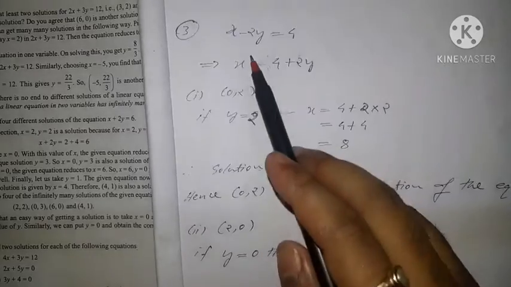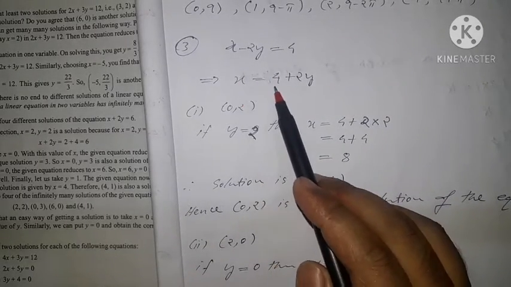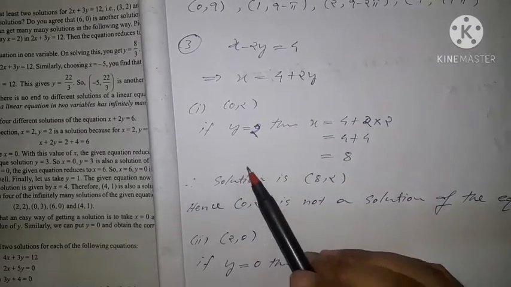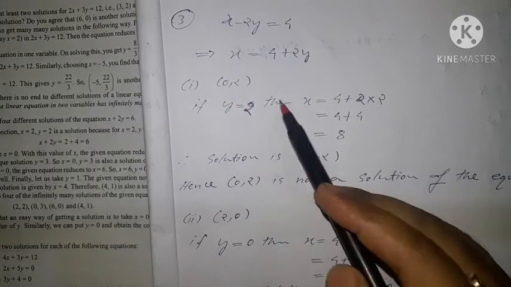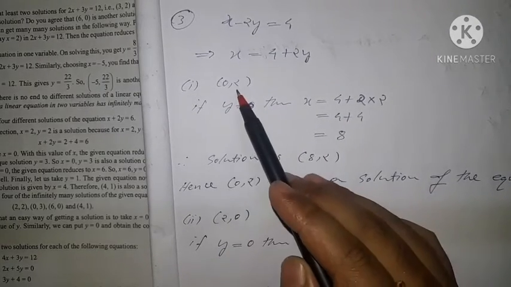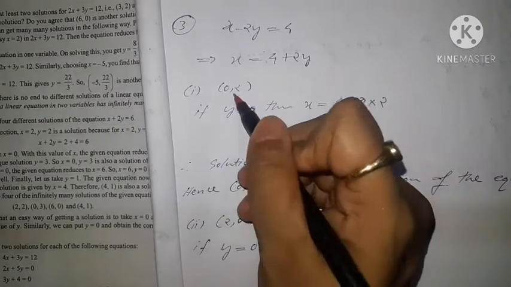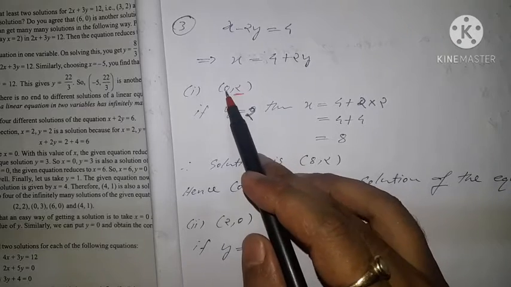So let us take the equation x minus 2y equals 4. We can rewrite it like this: x equals 4 plus 2y, since 2y goes to the other side and becomes plus. For the first question, we need to check whether (0, 2) is a solution of this equation. Since y is given as 2, if we put y equals 2, this is the value of y and this is the value of x.